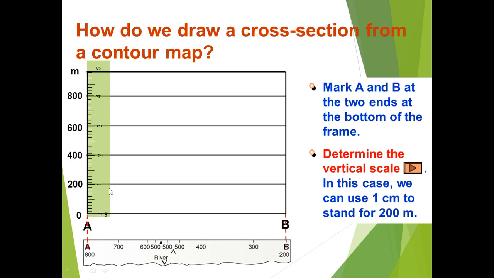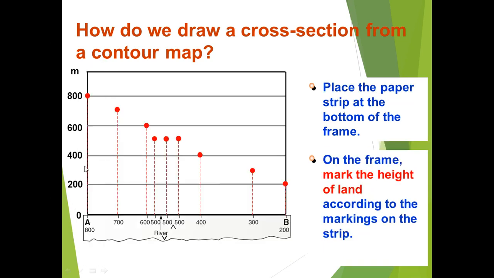So you should use your ruler and place it vertically. For each cm, please also mark the label here and write down 200 next to the first cm. And the second cm, also write down 400 meters, 600 meters, and so on. So you can then have the vertical scale. The next step is plotting all the points from the paper strip onto the frame.